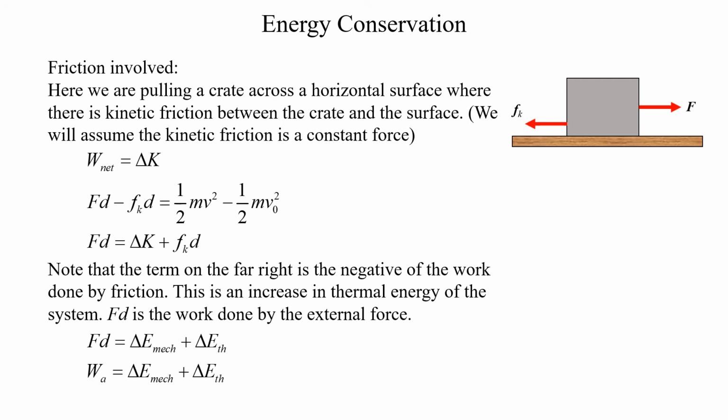So F dot d, of course, is the work done by the external force. So I have the external force times the displacement equals the change in the mechanical energy of the system plus a change in thermal energy. And that change in thermal energy is equal to the positive of the work done by friction. Or I can write it as the work done by my applied force equals a change in mechanical energy plus a delta E thermal, a change in thermal energy. So when we have friction, we can just add this extra term of delta E thermal.